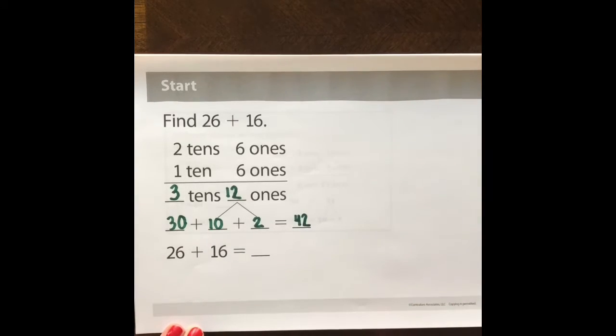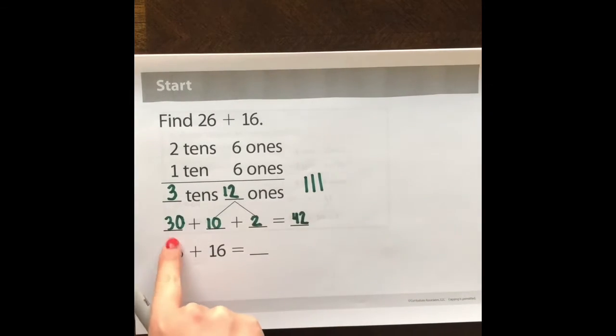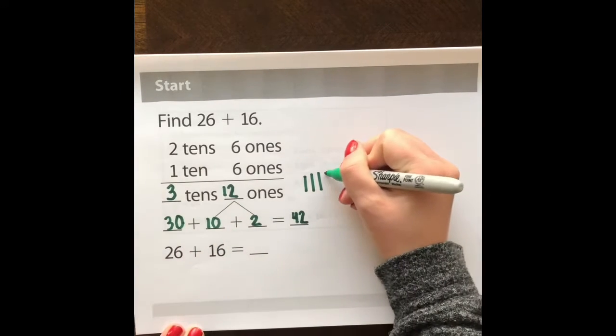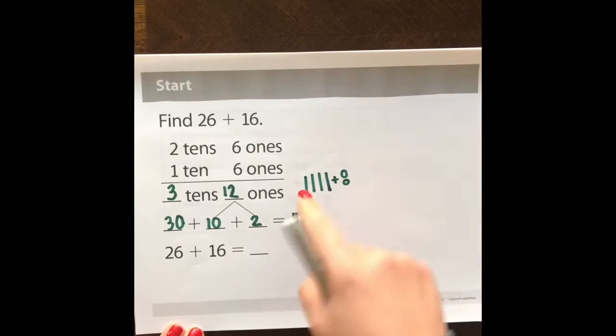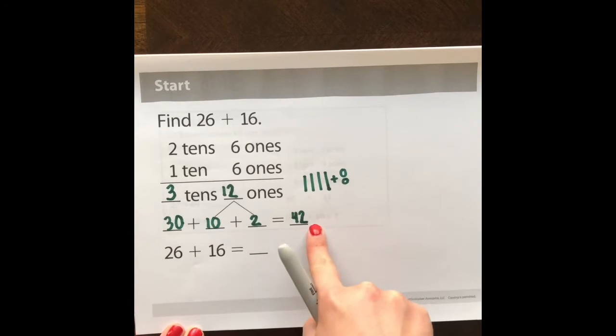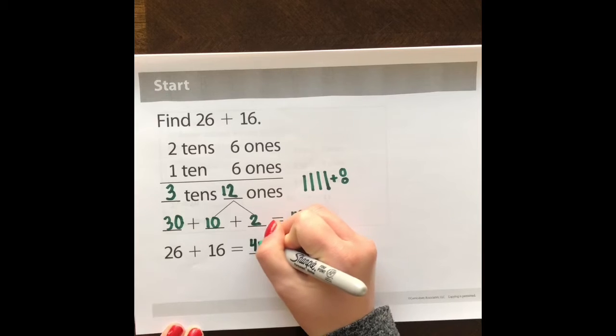If you need to do a quick drawing for that, that's okay. It would look something like this. There's our 3 tens, 10, 20, 30. Let's add another 10. And then our 2 extras or our 2 ones. 10, 20, 30, 40, 41, 42. So 26 plus 16 equals 42.